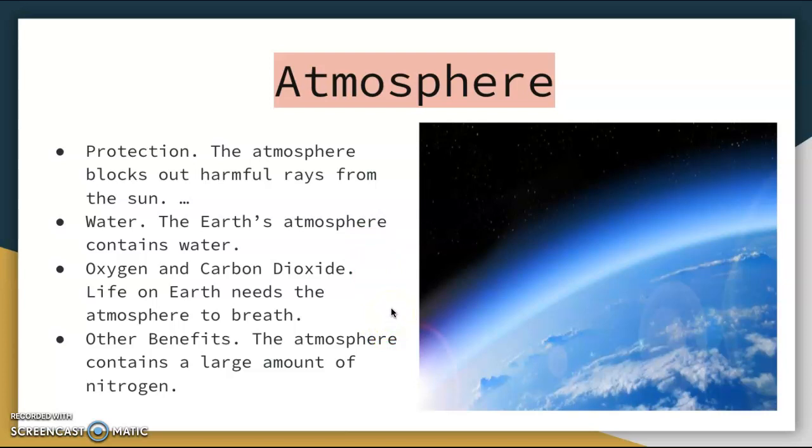Earth's atmosphere contains water, oxygen and carbon dioxide. It means life on Earth needs to breathe. And the atmosphere contains a large amount of nitrogen. All of these components are very important for life on the Earth.